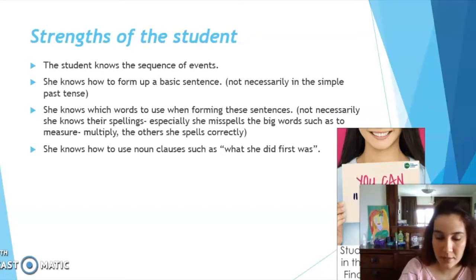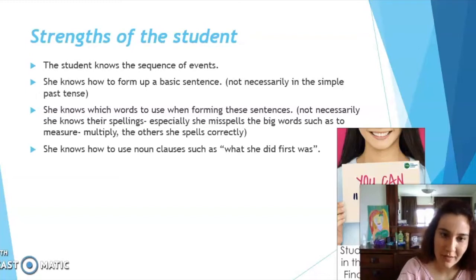She knows the words for sure, but not necessarily their spellings. She misspelled several words here. Especially she misspells the big words such as to measure, multiply. The others, she all spelled correctly. Yes. Also, one of her strengths that we think is good.